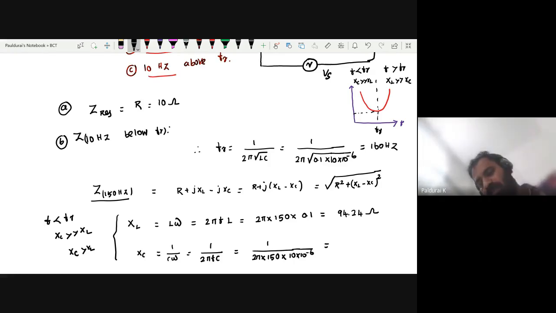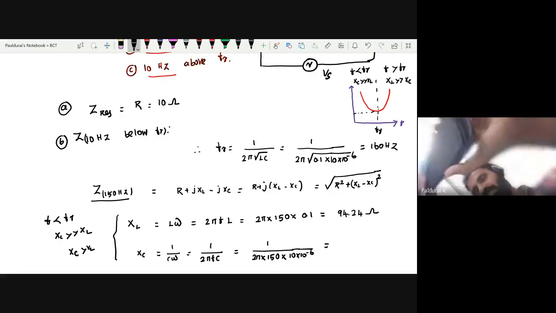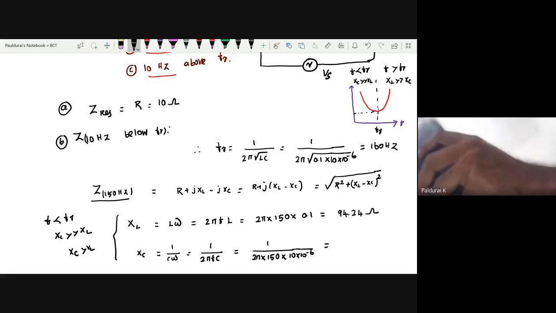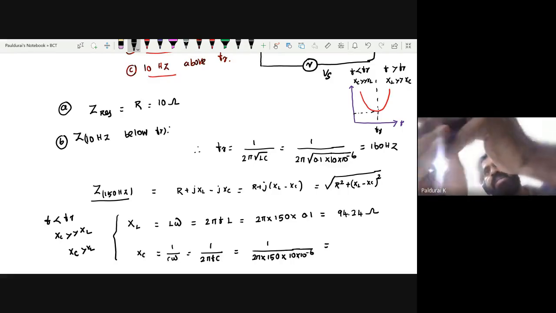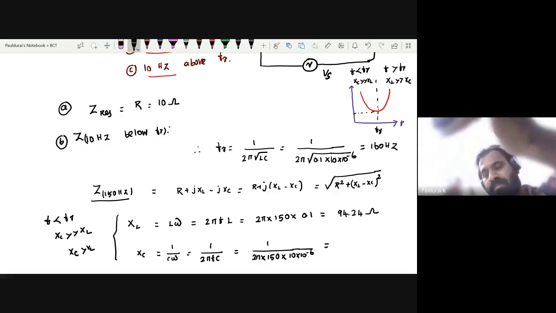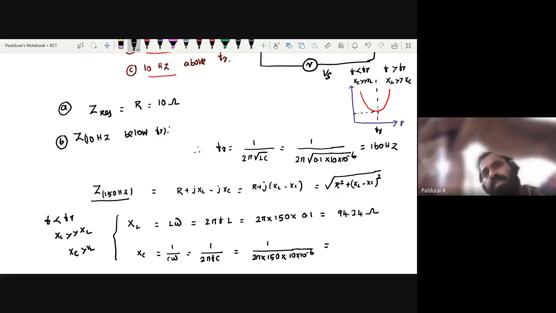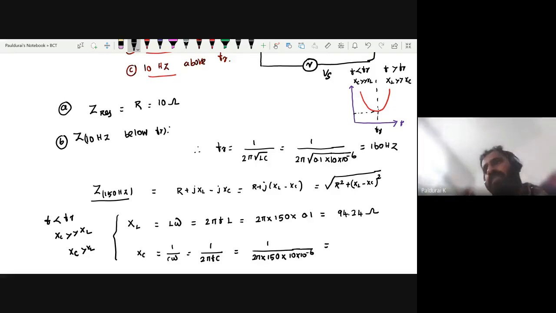Now XC: 1 divided by 2 pi times 150 times 10 micro. How much do you get? Don't take more time, you are good in calculator. 1 divided by 2 pi times 150 into 10 micro. So what is this value, anyone?